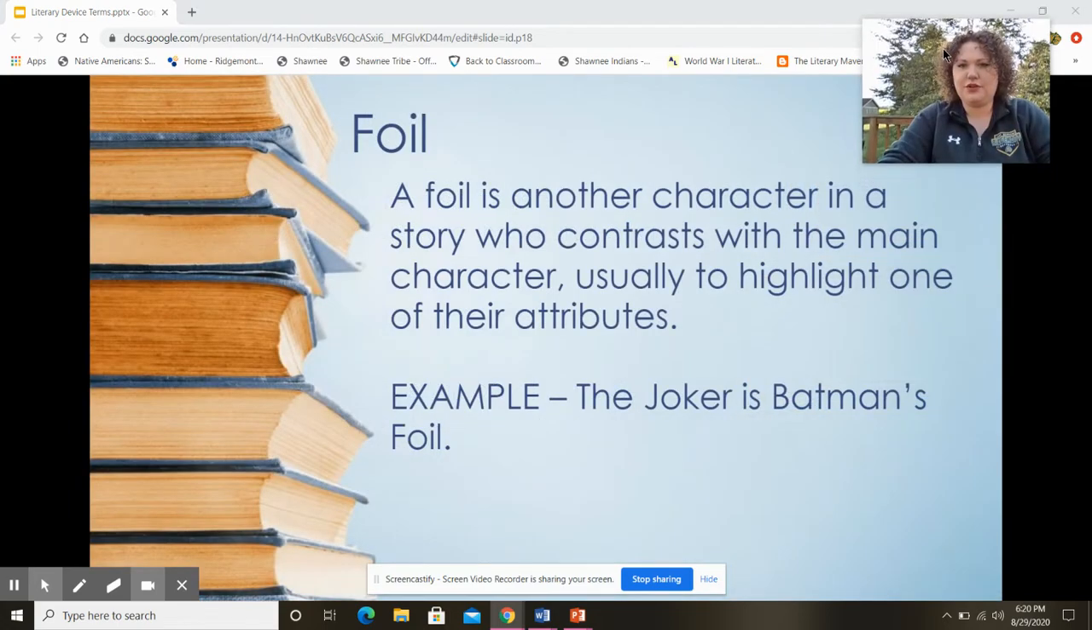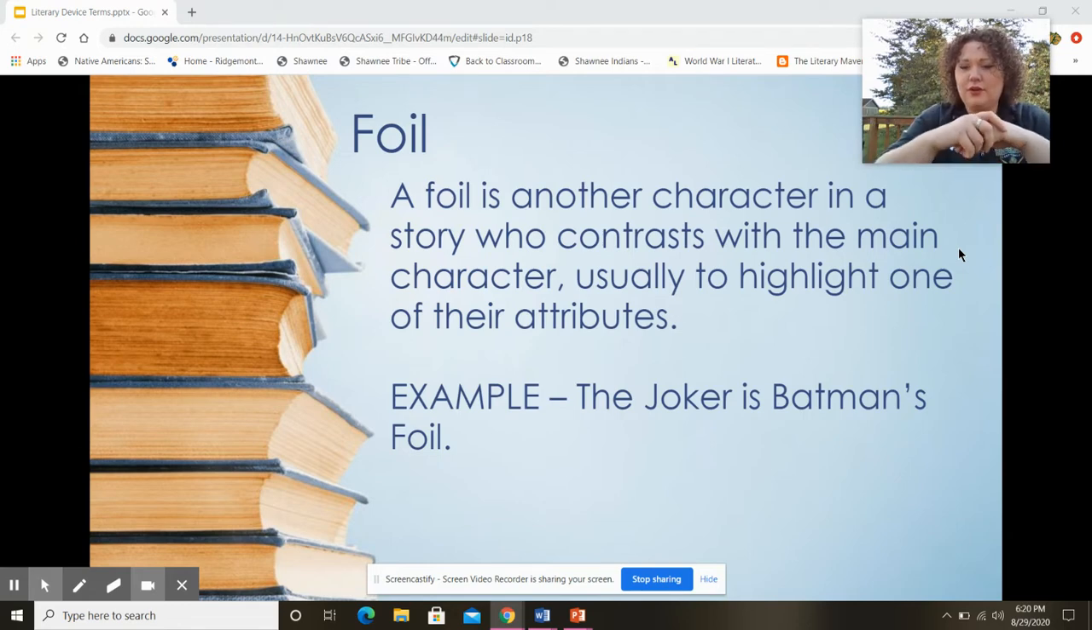Foil characters. So a foil is a character in a story who contrasts with the main character to highlight their attributes. So these are two characters who are exact opposite of each other. And because they are so different, we better understand their strengths or their weaknesses because of those differences.